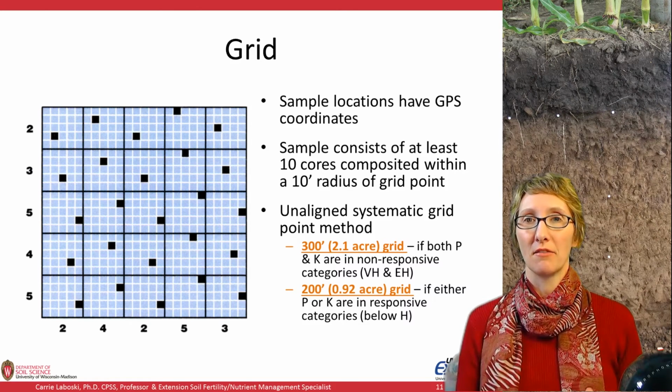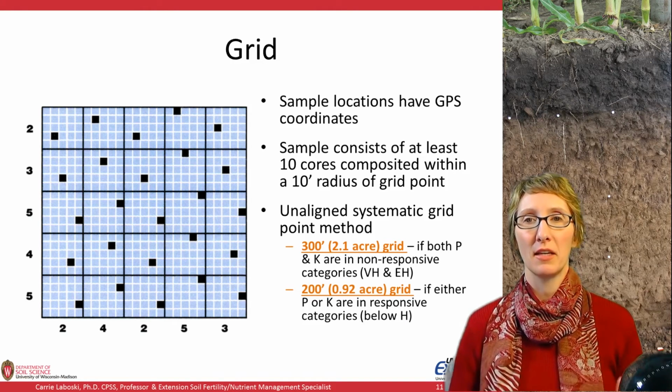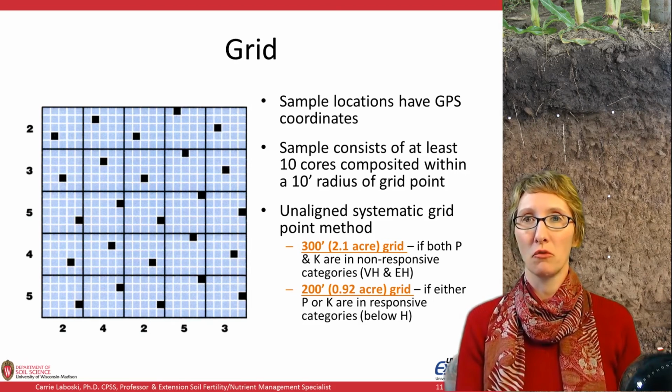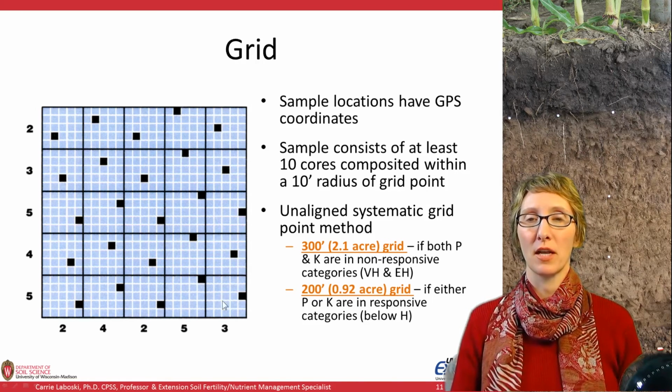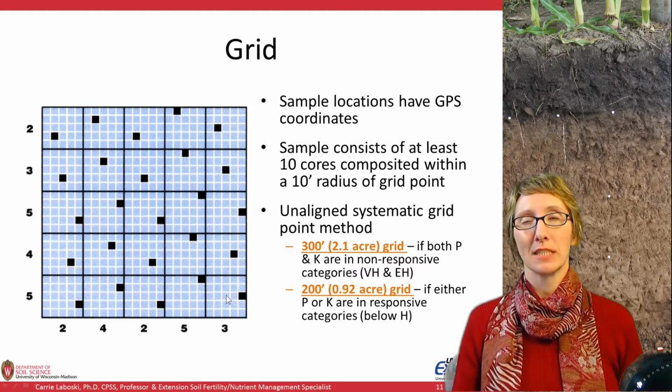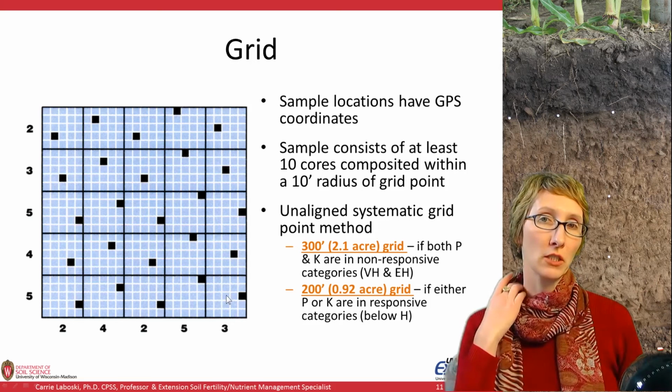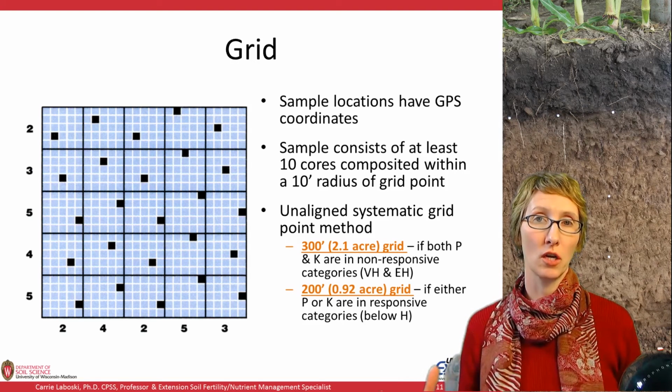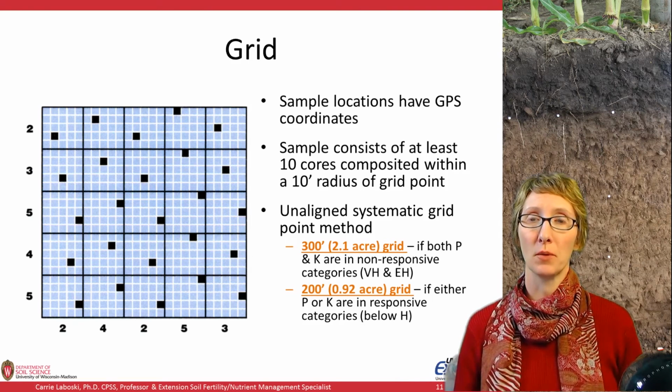Sampling on 5-acre grid points, because some folks are doing that, they take the sampling intensity for the whole field, 1 sample per 5 acres, and just say, okay, this is my 5 acres, and I'm going to take my sample right in the middle of it. That doesn't do a very good job. That's really too large of a grid to accurately capture variability.